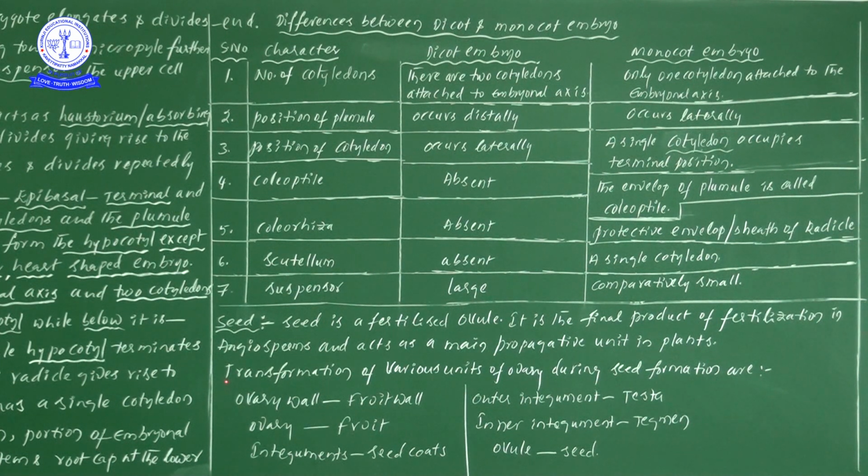Now after fertilization, which parts are transformed into other parts? Let us see. Look at the side heading: the transformation of various units of ovary during seed formation. One more time, transformation of various units of ovary during seed formation. The first one is the ovary wall. The ovary wall after fertilization is converted into the fruit wall.